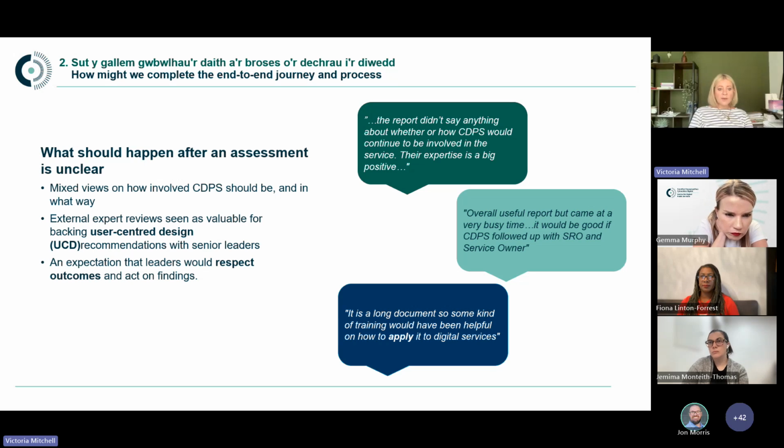Number 2 then, how might we complete the end-to-end journey? Service assessments are seen as beneficial for ensuring consistency and quality, and they help identify gaps and provide recommendations for improvement. But what should happen after a service assessment is unclear. People we researched with thought that a leader from within their own organisation would be responsible for actioning the recommendations. And some people thought that CDPS should be involved in some way, for example, to hold SROs to account for taking action on the recommendation, but there wasn't a consensus on that.